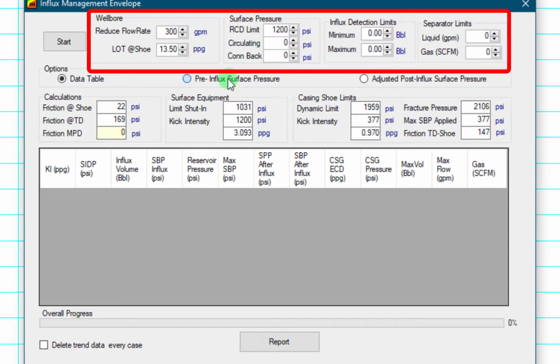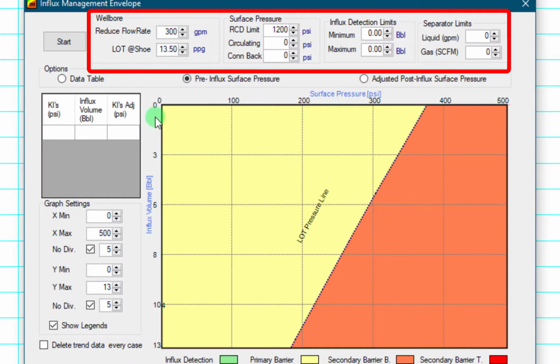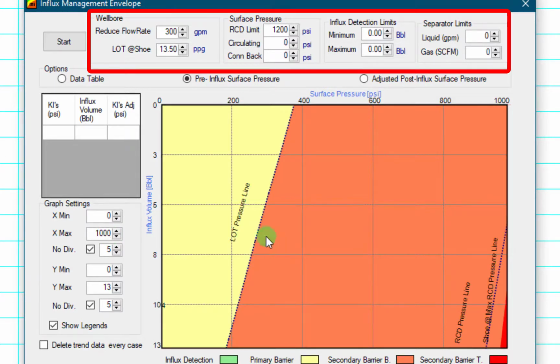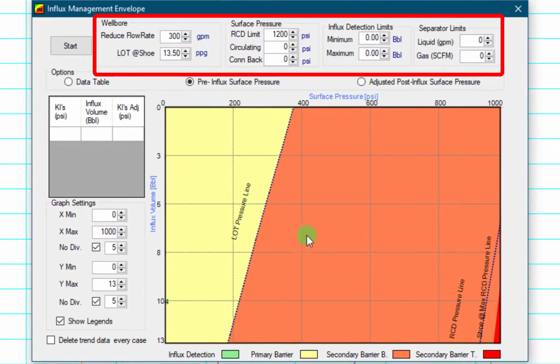In the meantime, we can look at the pre-influx IME graph, and we can see how the values are moving. When we hit show legend, we can see what each of these lines mean. Here we have the LOT pressure line, the RCD pressure line, and the shoe pressure at maximum RCD pressure line.